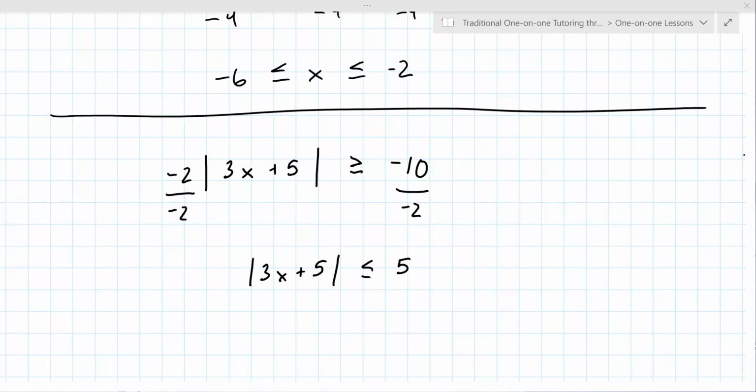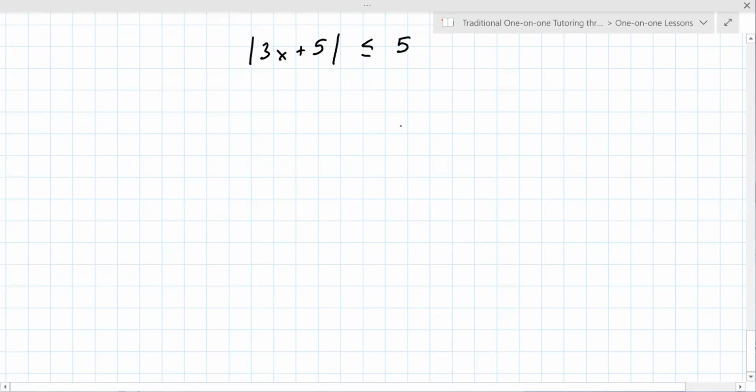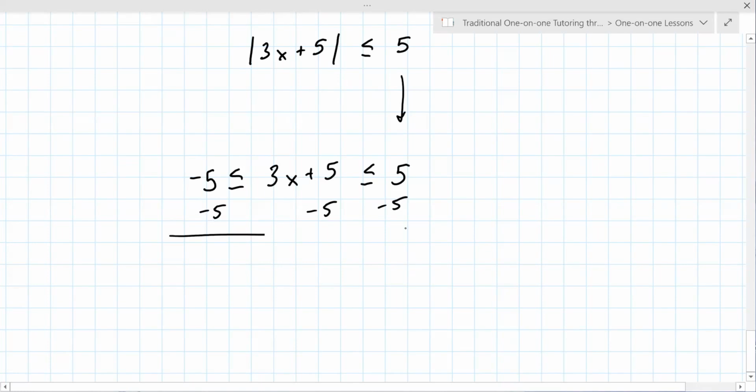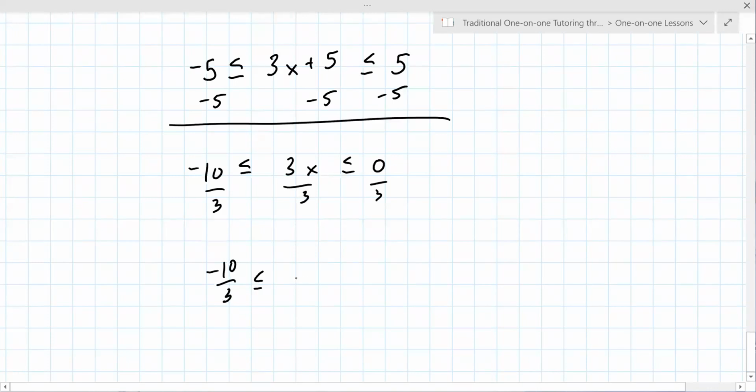Okay, I think I have my answer. By the way, if you're talking right now, I can't hear you. Sorry. I bring the 5 down and the -5 just like we did before, and then the 3x plus 5 in between. So you subtract 5, less than or equal to 0, divide by 3. So you get -10 divided by 3 less than or equal to x less than or equal to 0. That's exactly what I got.